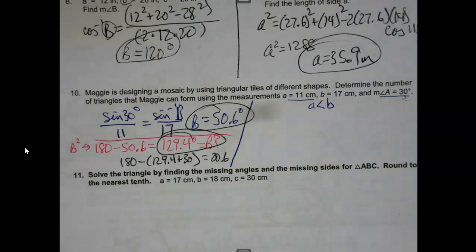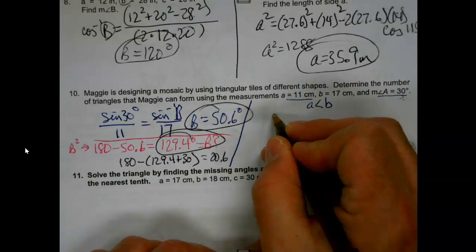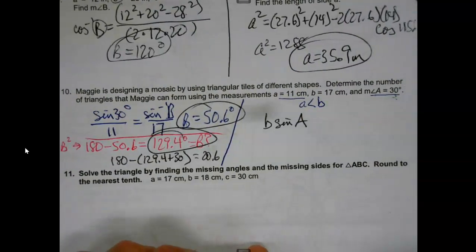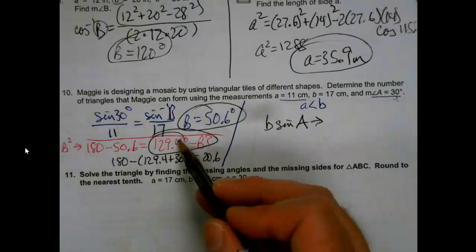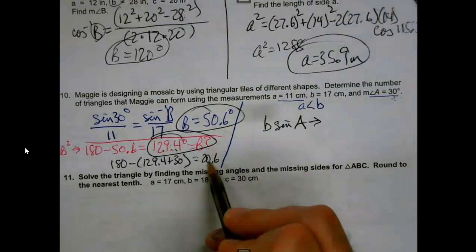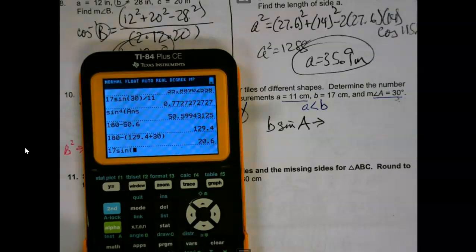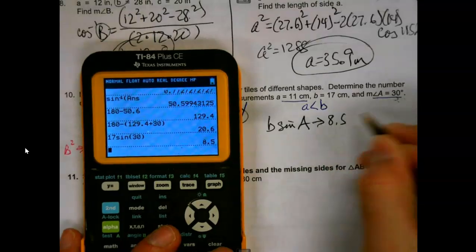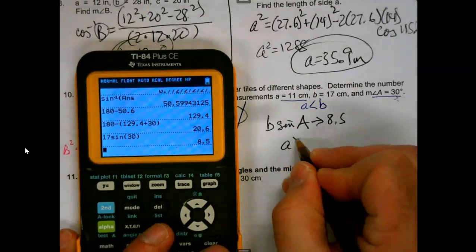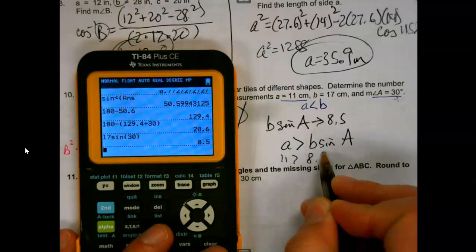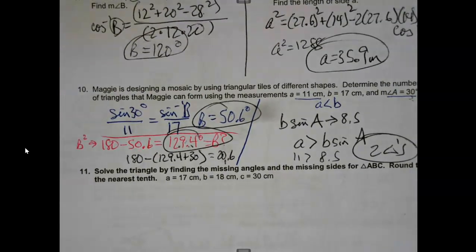Could I just have looked and tested the relationship between A and B sine of A? I could. If I'd gone that route, this just proved that these two angles can coexist in a triangle, that it doesn't equal more than 180. Mathematically, that proves it. If I do it this way, 17 times the sine of 30 degrees is 8.5. In this case, A is greater than B sine of A, because 11 is bigger than 8.5, which also tells you there are two triangles. So either of those is perfectly acceptable to show me how that works.